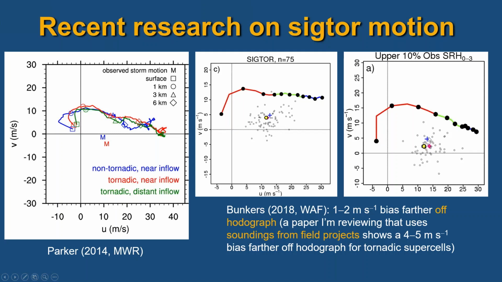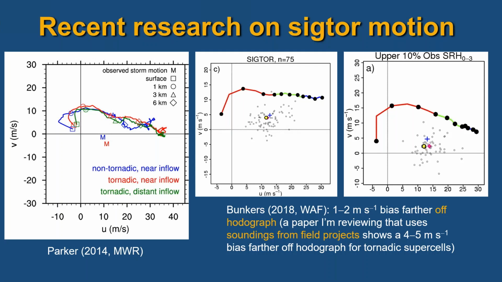Now, it just turns out I'm currently looking at some research and a paper I'm reviewing, and they're looking at soundings from field projects, and they're showing a 4 to 5 meter per second bias further off of the hodograph, to the right of the hodograph, for tornadic supercells. So that's something that's, I guess, in the works now, and it's not published yet.